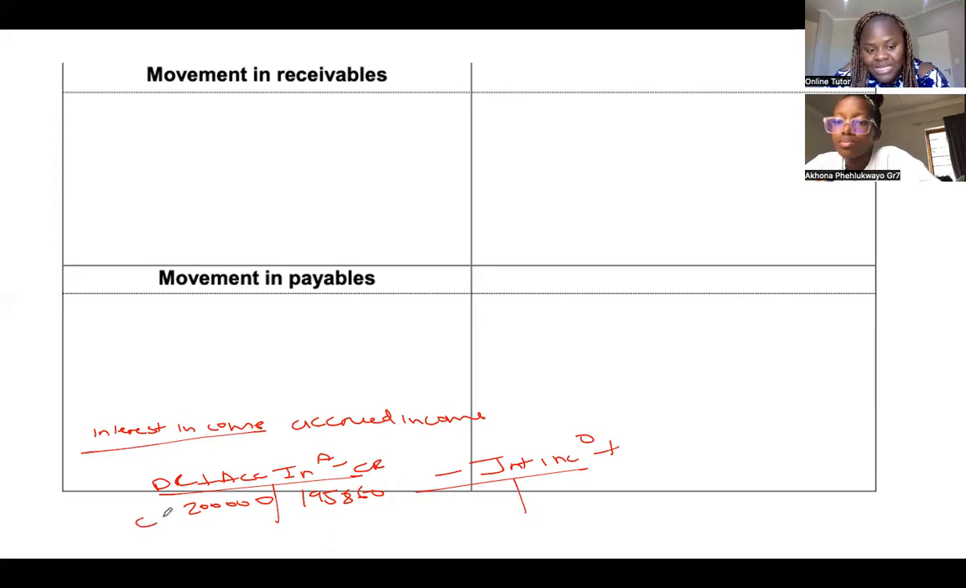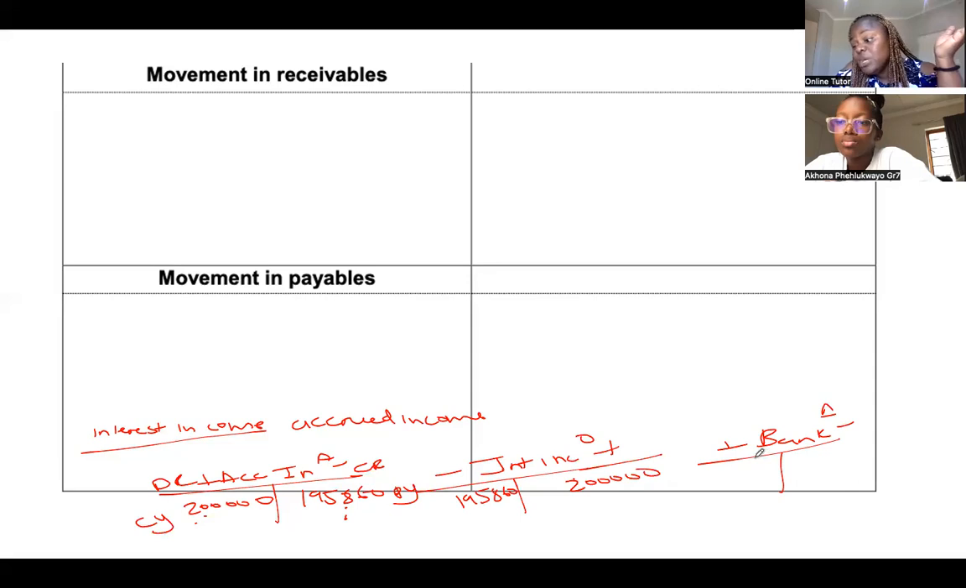There is current year. This is prior year. Current year, it's not an income, it's an asset. It increases. So do you agree with me? For every debit, we would have a credit. So it would be sitting over here. Then this one from prior year was a credit. So do you agree with me? It would be debited, 195,860.